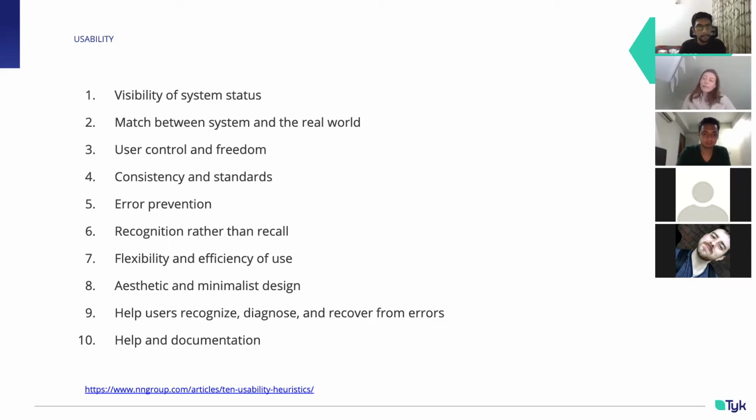Aesthetic and minimalist design. When people think of design and UX, the way that something looks is often the first thing that pops into their mind. And as you can see, this is just one of the points. It is a really important one because we do often judge a book by its cover. Something that is aesthetically pleasing, we're going to have a better experience with, because as human beings, we are fairly shallow. We do like the way things look.